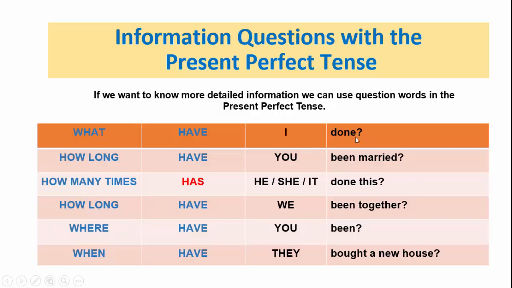What have I done? How long have you been married? How many times has he, she, or it done this? How long have we been together? Where have you been? And when have they bought a new house?